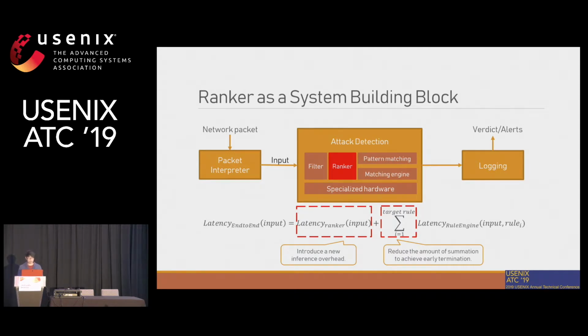After filtering the rule set depending on the input, the ranker could reorder the rest of the rules. Therefore, with the ranker inserted, we introduce a new inference overhead, but we also reduce the amount of submissions, so that the rule engine could process fewer rules. To minimize the end-to-end latency, the performance and overhead of the ranker should be traded off.